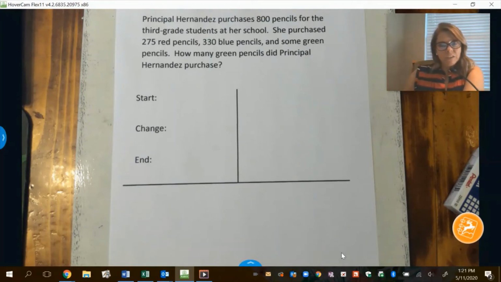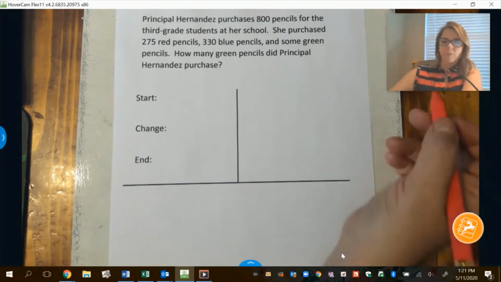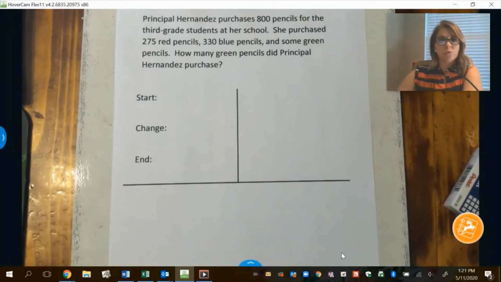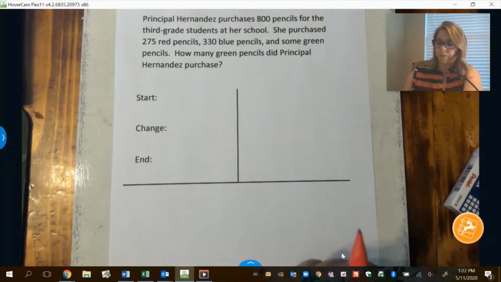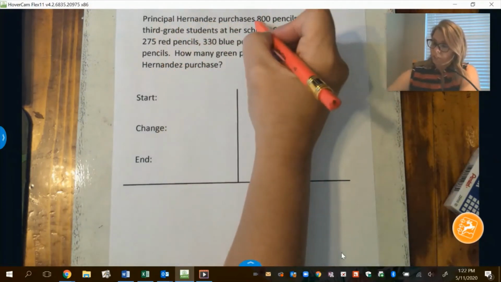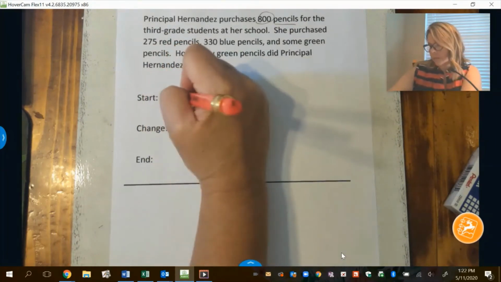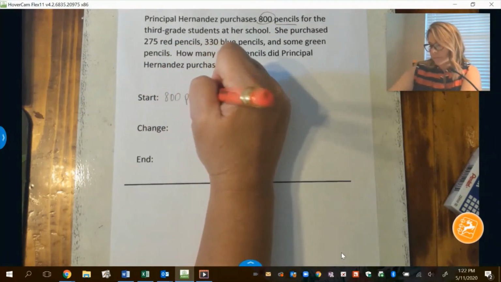Okay, let's take a look at our second problem. Principal Hernandez purchases 800 pencils for third grade students at her school. She purchased 275 red pencils, 330 blue pencils, and some green pencils. How many green pencils did Principal Hernandez purchase? All right, so again, we're going to use the start, change, end in our three-step process. So let's see what we start with. Let's see, she purchases 800 pencils. So we start with 800 pencils.